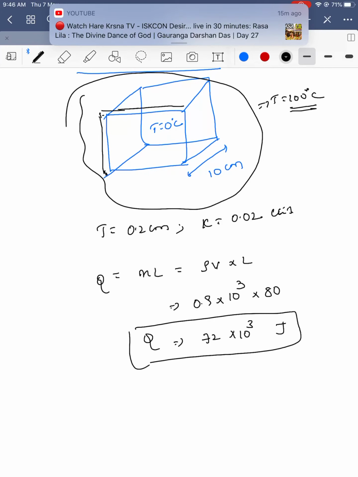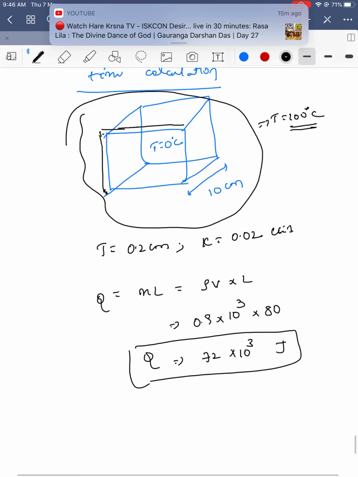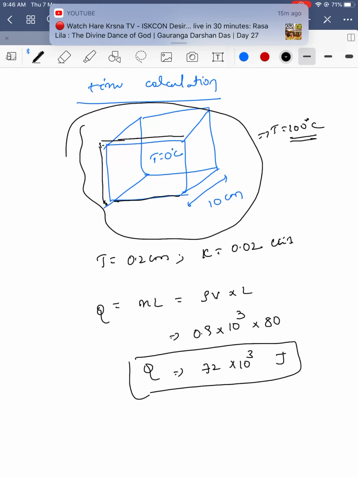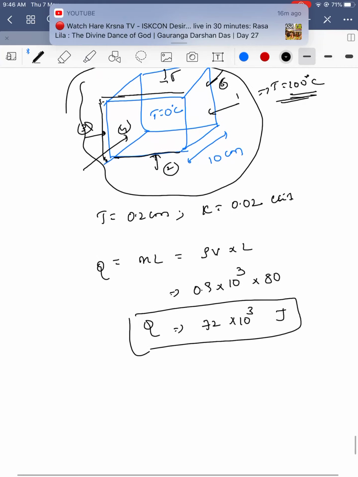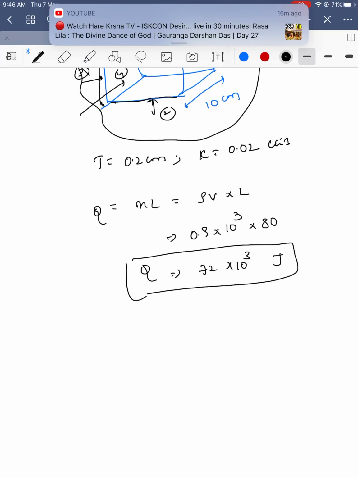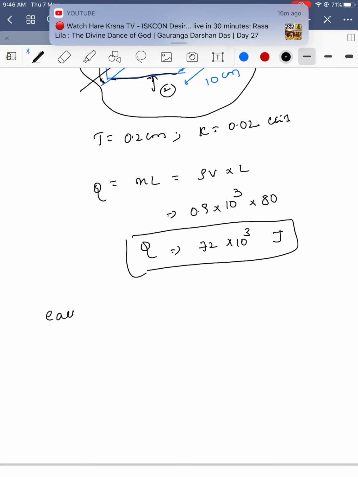Okay, but it is exposed to 100 degree Celsius. How many surfaces are exposed? 1, 2, 3, 4, 5, 6. Six surfaces are exposed to heat. Each surface transfers how much heat? Q by T is equal to K A delta T by delta X.